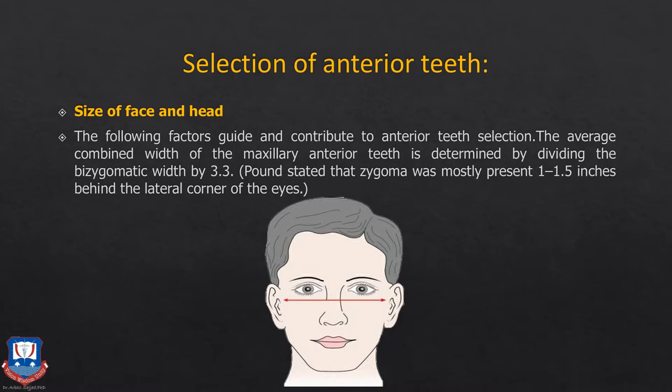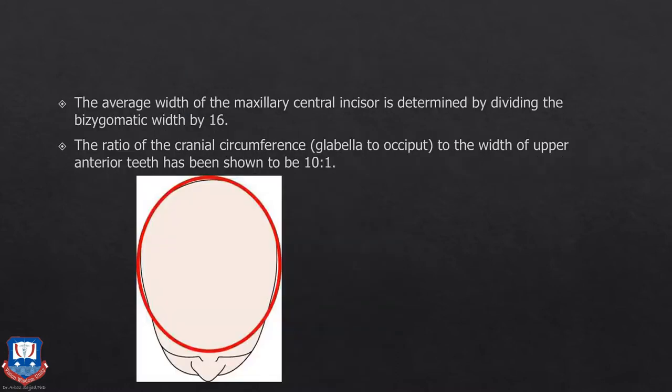So here's one. The average combined width of the maxillary anterior teeth is determined by dividing the bizygomatic width. This is the bizygomatic width, that is from the posterior to the corner of the eye. This is called the bizygomatic width, and dividing it by 3.3, we can get the width of the anterior teeth, that is from canine to canine. So this was given by.